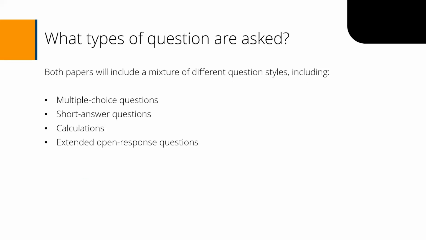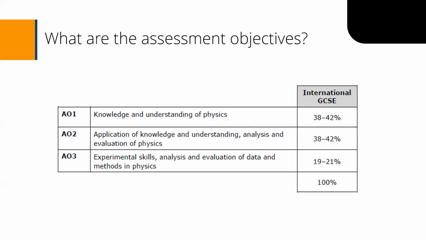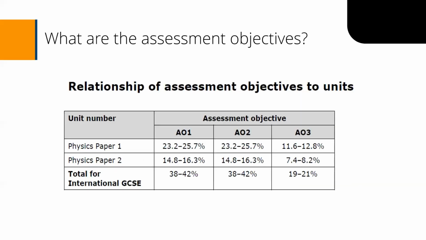Keith, I have a question here. Yeah, sure. If you could please go back to the previous slide. That one? Yes, please. No, this one, the one with the paper description relating it to the assessment objectives. I am not a little clear. Could you explain how, for example, in paper 1, 23.2 to 25.7% of assessment objective 1 is tested, and the same objective has a percentage of 14.8 to 16.3 in paper 2? Am I correct? Yes, that's right.